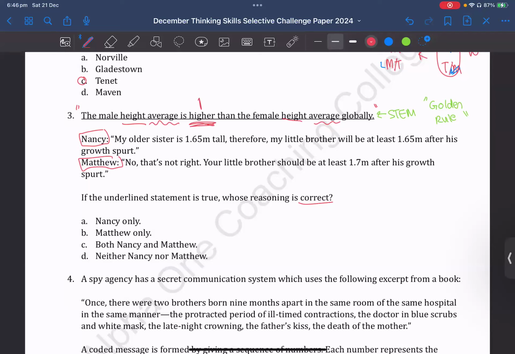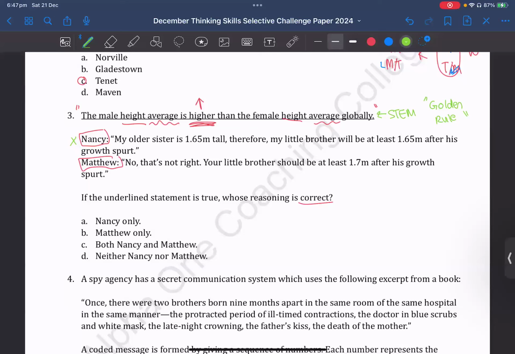So higher, right? So the male height average is higher. And I think because of that, this person assumes that my brother will be at least the same height as my sister just because the average is higher. But if we think about it, that's not always the case, right? Just because, on average, something is true, it doesn't mean it's correct all the time, which is why I believe Nancy is actually incorrect.